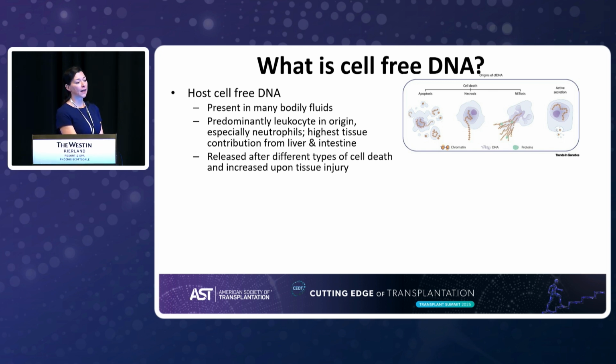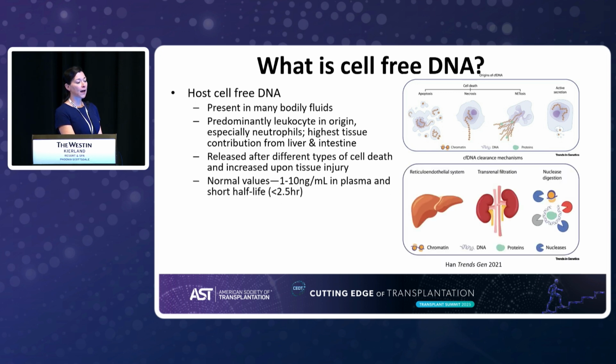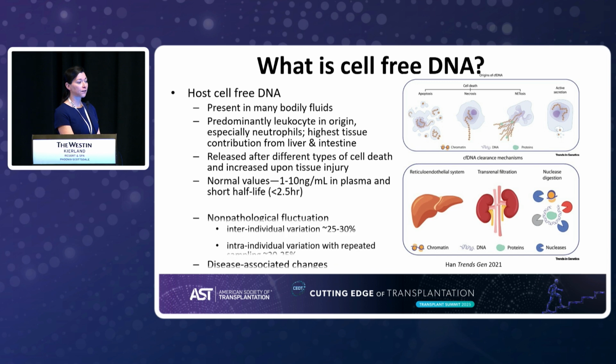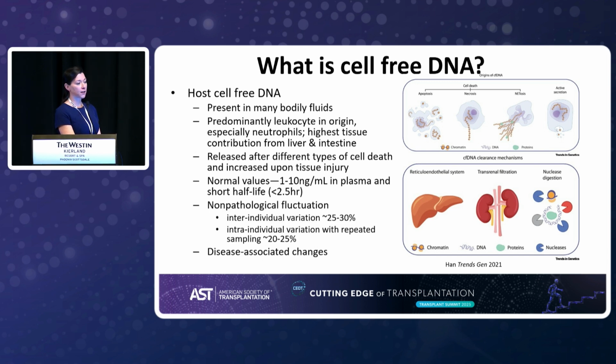So cell-free DNA is released after different types of cell death, and its abundance is increased upon injury of the tissue. It has a normal concentration of 1 to 10 nanograms per mil in the plasma, so it's not all that rare. And it has a quite short half-life, a quick turnaround time, which is somewhere less than 2 hours. So it's actually quite dynamic, and it fluctuates under many conditions, especially those that are non-pathologic.